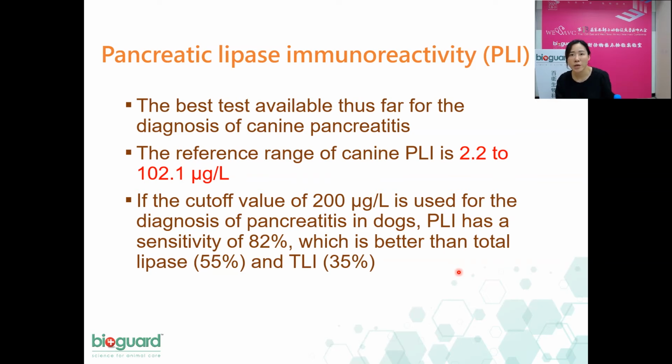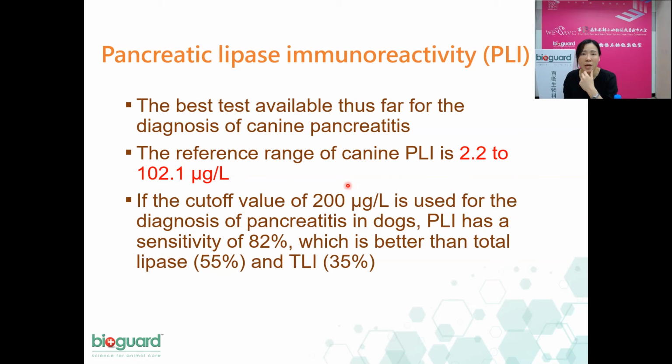So now we focus on pancreatic lipase immunoreactivity. We can call it PLI for short. PLI currently is a very useful tool for diagnosing canine pancreatitis. Because it's an immunoreactivity assay, it uses antibody to specifically recognize pancreatic lipase.